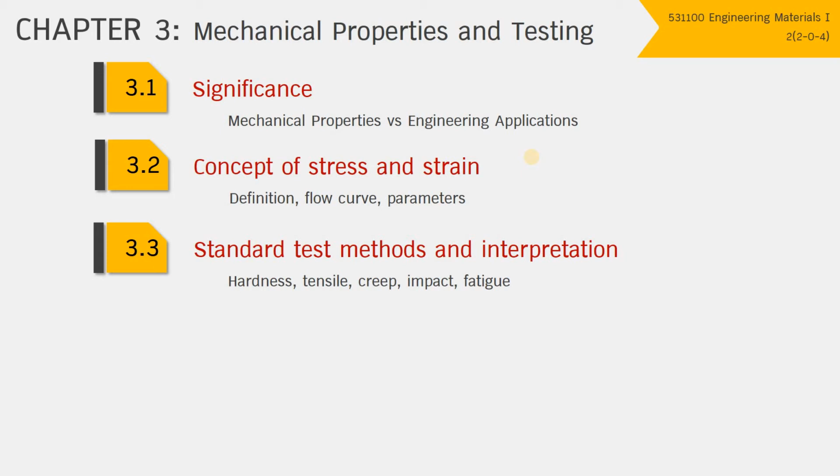And finally, topic 3.3 is the big part of this chapter, on the standard test methods and interpretation. Actually, there is a broad range of standard test methods for mechanical testing, but I would like you to focus on just 5 standard test methods, which are hardness, tensile, creep, impact, and fatigue, which are quite the basic ones for most engineers to experience when working after graduation. For each test, I will explain the principle behind it and how to do the test and obtain the standard parameters. And finally, we also have to interpret the test data in order to use it for the selection of materials.